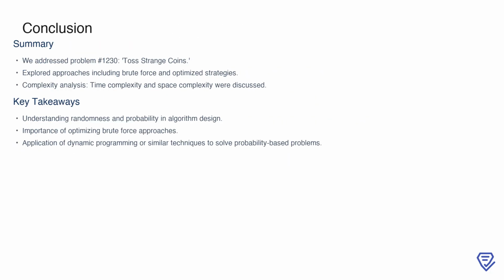That brings us to the end of this walkthrough. To summarize, we explored problem number 1230, discussed key approaches, and highlighted important concepts like probability and optimization.